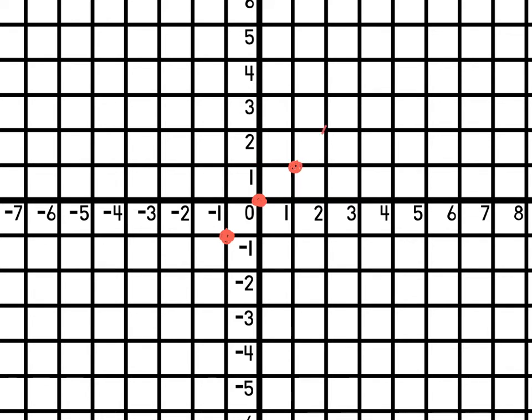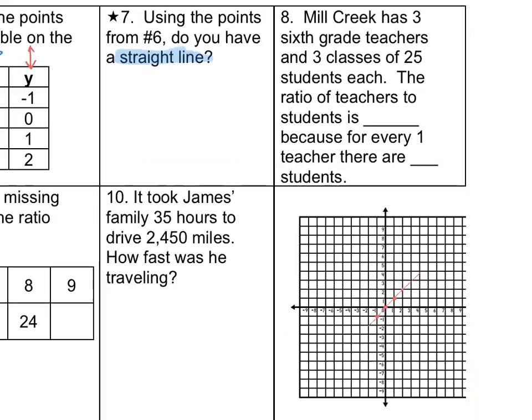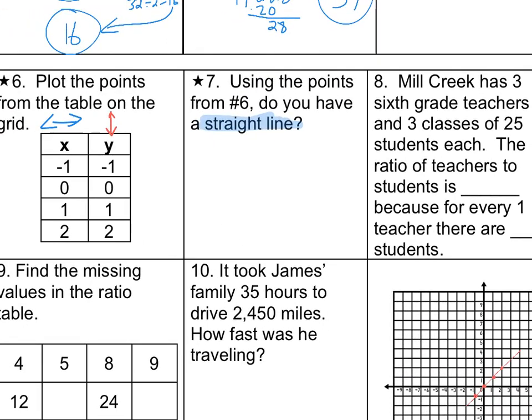And then I can already tell, what is this making? Yep, it is making a straight line. So we can go back to question number 7 and say, yep.